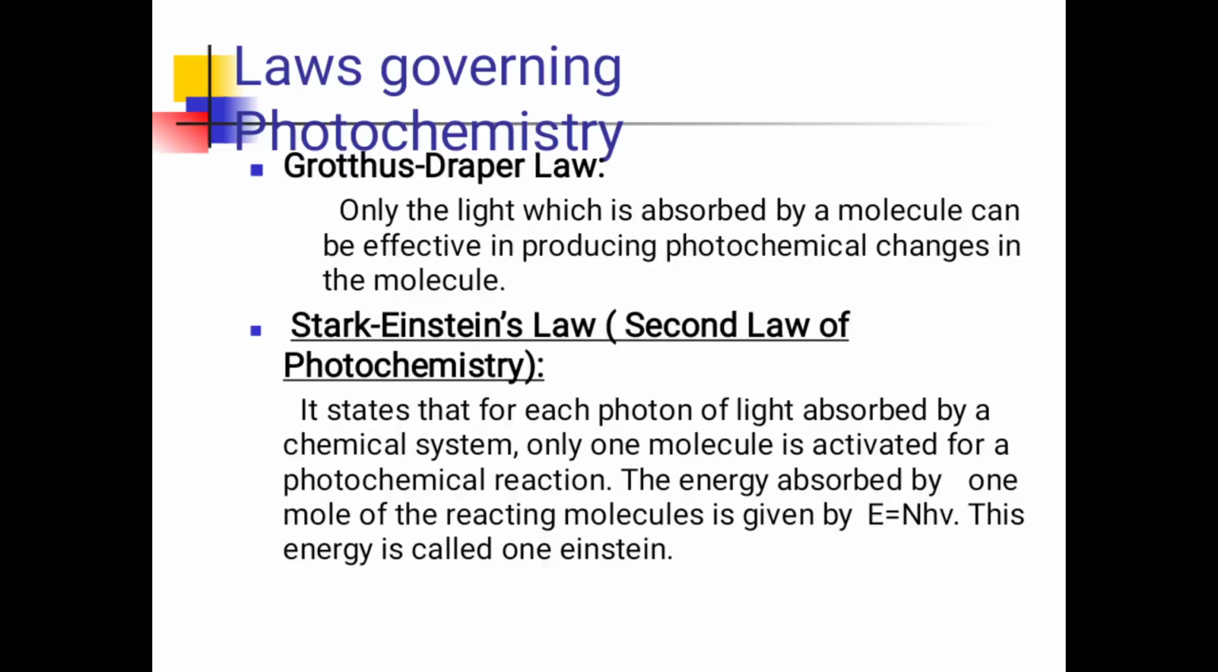Grotthuss-Draper law. Only the light which is absorbed by a molecule can be effective in producing a photochemical change in the molecule. Stark-Einstein law, the second law of photochemical reaction. It states that for each photon of light absorbed by a chemical system, only one molecule is activated for a photochemical reaction. The energy absorbed by one mole of reacting molecules is given by E equal to N h nu. This energy is called 1 Einstein.